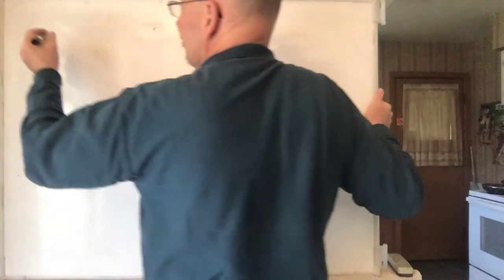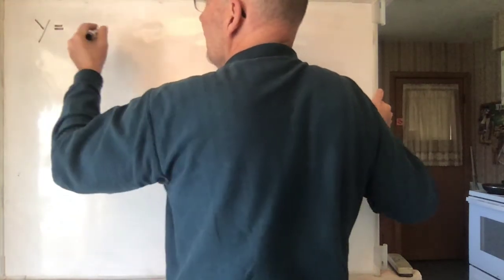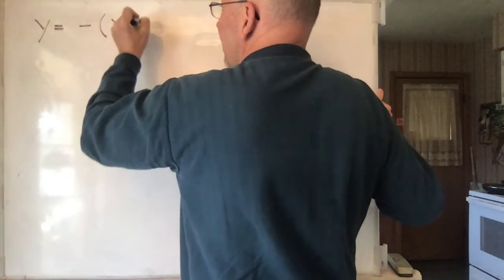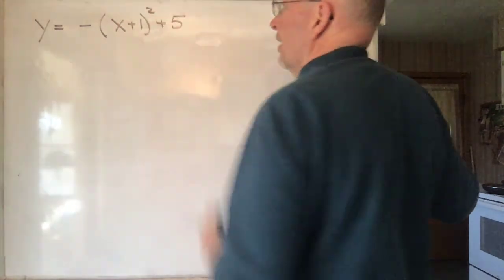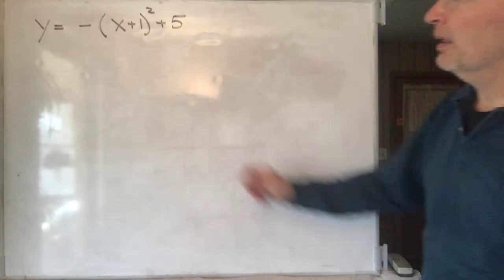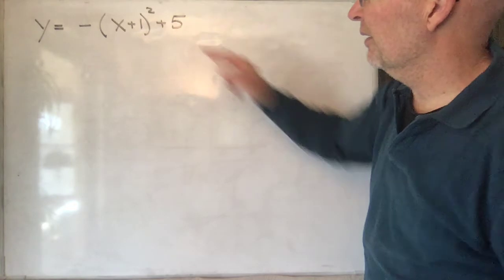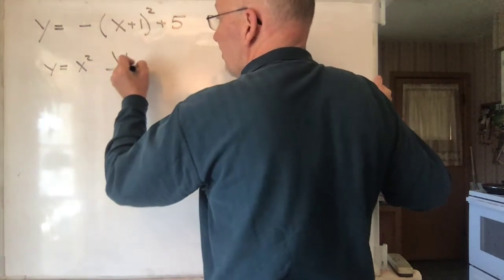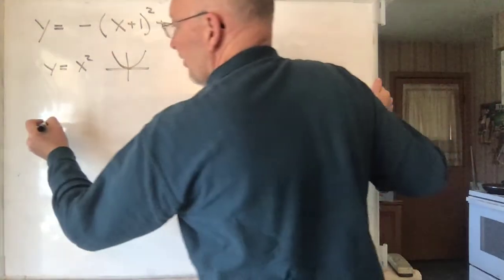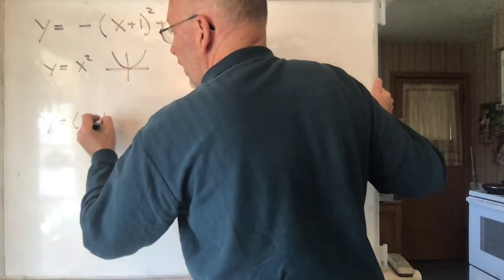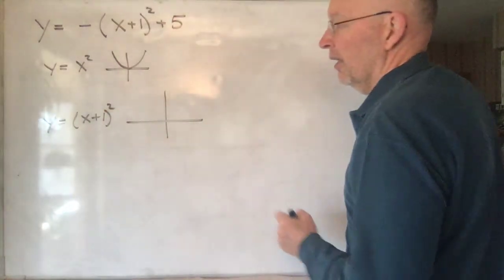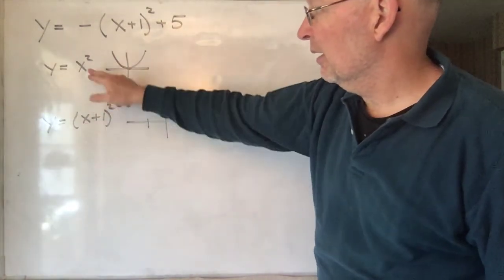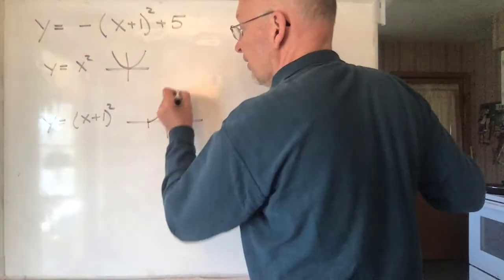Okay, say I asked you to sketch the graph of y is equal to, let's say, negative x plus 1 quantity squared plus 5. Okay, what would you do there? Well, here's the way I start. The function I'm starting with is just the function x squared. X squared looks like this. Since x squared looks like this, what does x plus 1 squared look like? That's going to be shifted 1 to the left, because I want this thing to be a 0 in here. So I have to put a negative 1, so that's what this looks like.